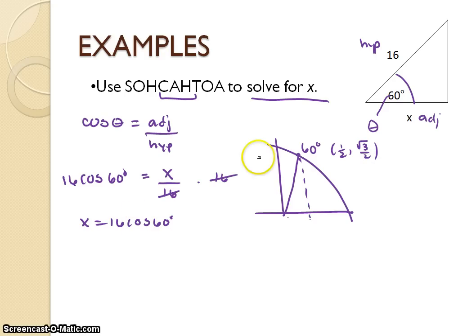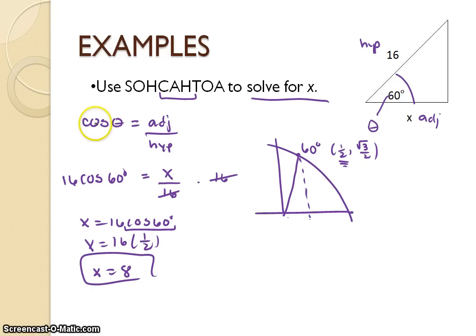So cosine would be the x coordinate here over the unit 1, so it would be 1/2. So x is 16 times 1/2, because cosine of 60 degrees is 1/2. So my x is 8. Okay, so that's how we solve for x using SOHCAHTOA.